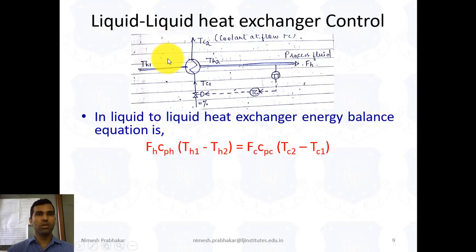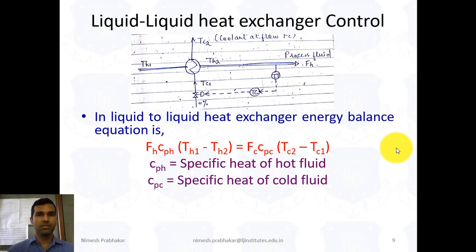See, this is a symbolic representation of the heat exchanger. Here the hot fluid comes from this side to this side and the cold fluid flows from this side to this side. This is the temperature of the hot fluid inlet and outlet, and we use one valve to control the temperature of the outlet fluid. So we place this valve.